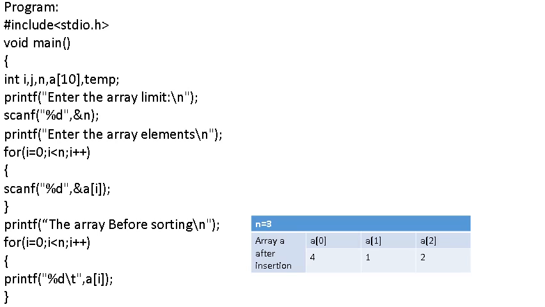So printf the array before sorting, again I equal to 0, I is less than n, I plus plus. So printf %d slash t. This is because I want to display the contents of the array with one tab space. So for I equal to 0, 0 is less than n, which is 3, so 0 is less than 3. The condition is true, so the control will come inside. Printf %d slash t. a of 0 the value is 4, so 4 will be printed.